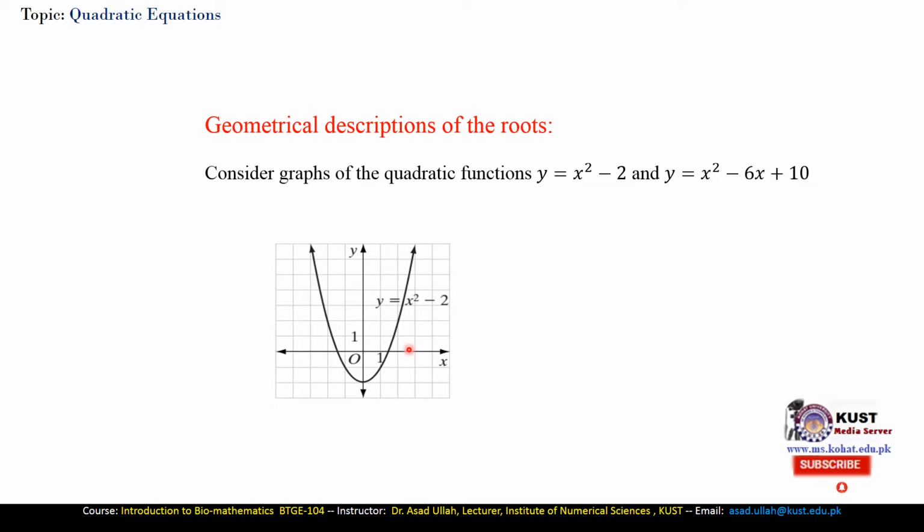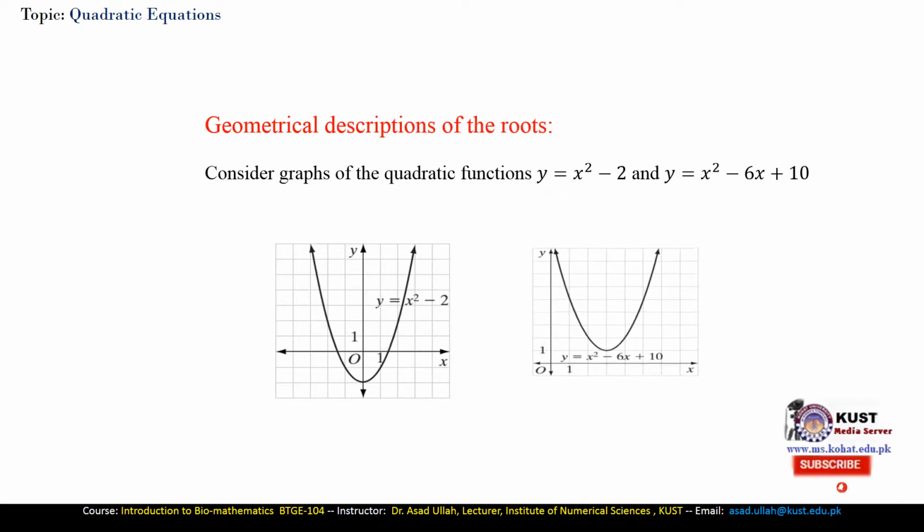This graph crosses the x-axis at a point larger than 1 and less than minus 1. In the previous slides, the roots of this quadratic equation were square root of 2 and minus square root of 2. So this point is square root of 2 and this point is minus square root of 2. So those points at which the parabola crosses the x-axis are the roots of the given quadratic equation or the quadratic function.